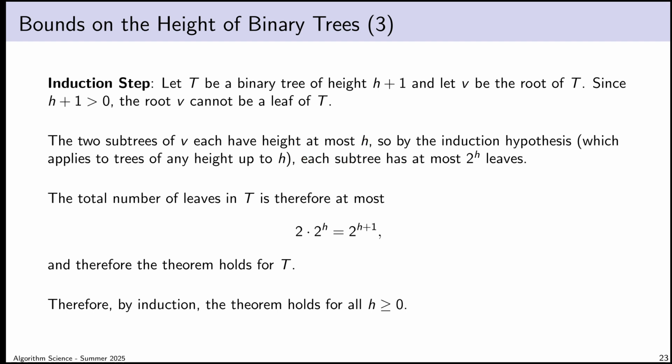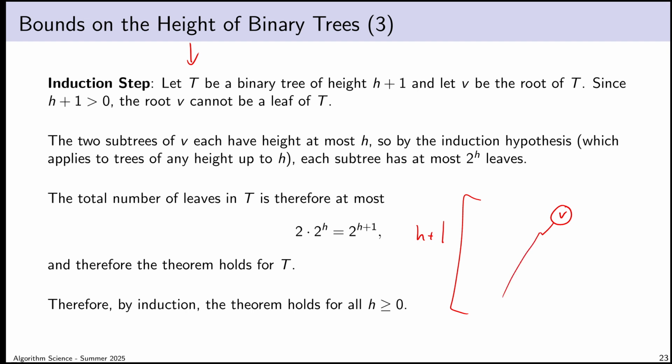Okay, so here's my induction step. Consider some tree T of height h plus 1. All right, so let's take a look at what T must look like. T has height h plus 1, and we know that h is greater than or equal to 0, which means h plus 1 has to be at least equal to 1, and that means that the root of my tree cannot be a leaf. If the height is at least 1, then the root has to have at least one child.